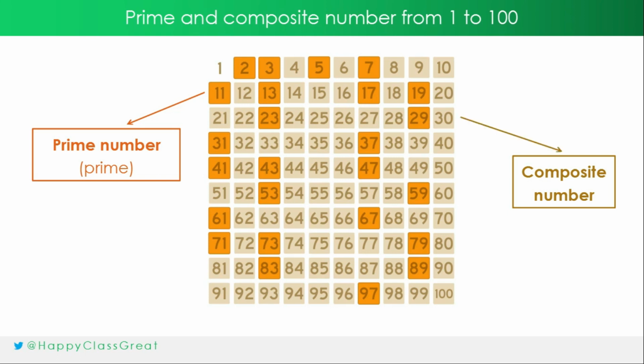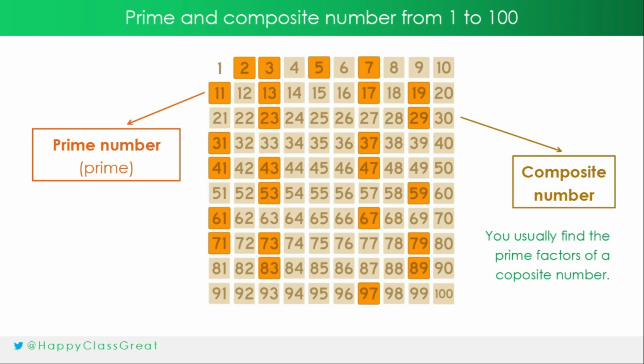And the others are like 4, 6, 8, 9, 10, 12, 14, 15, 16. They are the composite numbers. That means 100 also is a composite number. And you can see there that 97 is also a prime number, and 83 is a prime number. So 84 is a composite number.